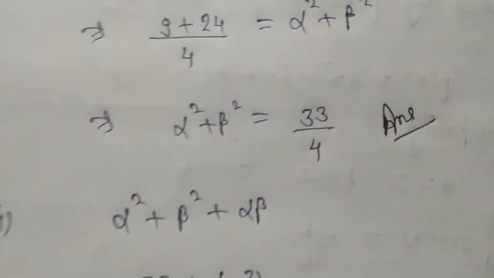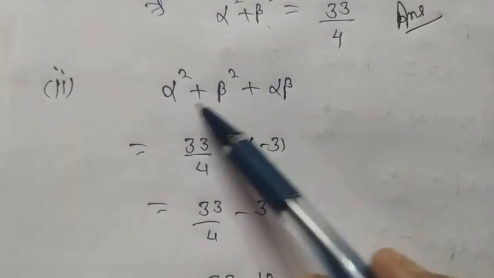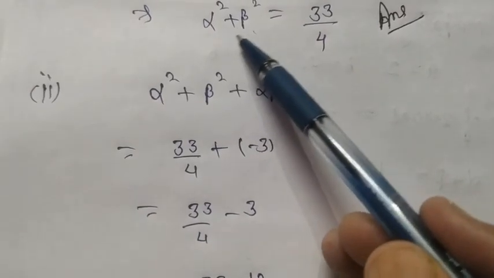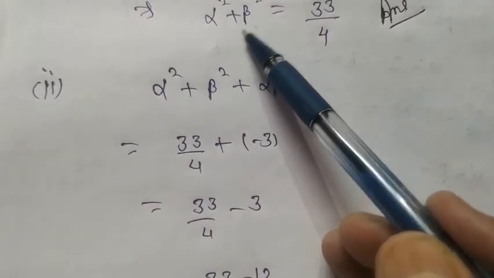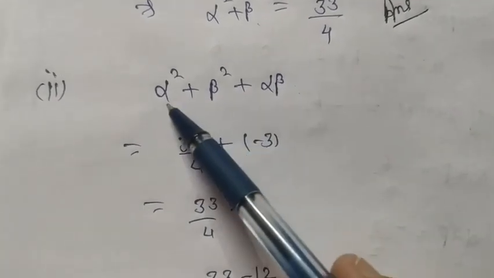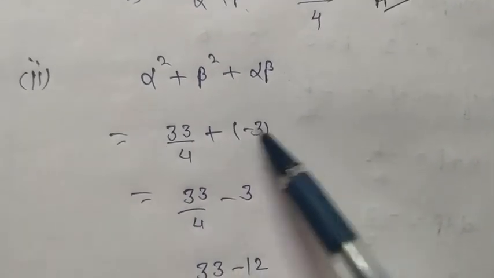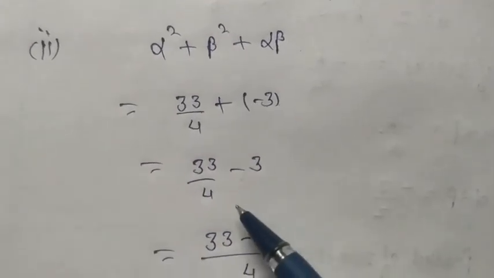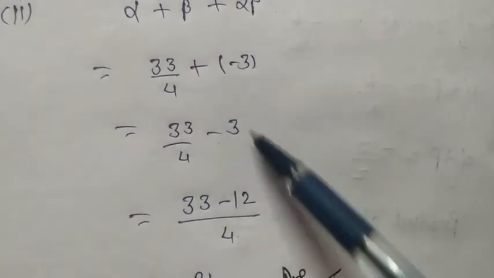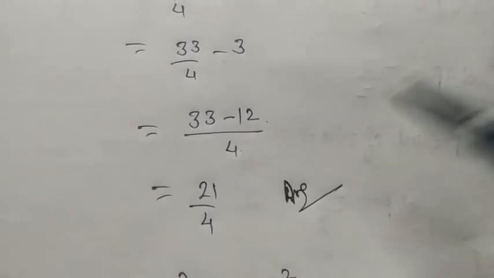Now next question. See, in this question what we have to calculate, alpha square plus beta square plus alpha beta. We have already calculated the value of alpha square plus beta square, and we know the value of alpha beta also. So just put all the values. The value of this is 33 by 4, and the value of alpha beta is minus 3. Now plus minus will become minus. Now again same case, you will take LCM, so LCM will come 4, and 4 threes are 12, and 33 minus 12 will be equal to 21 by 4. So this is your second question.